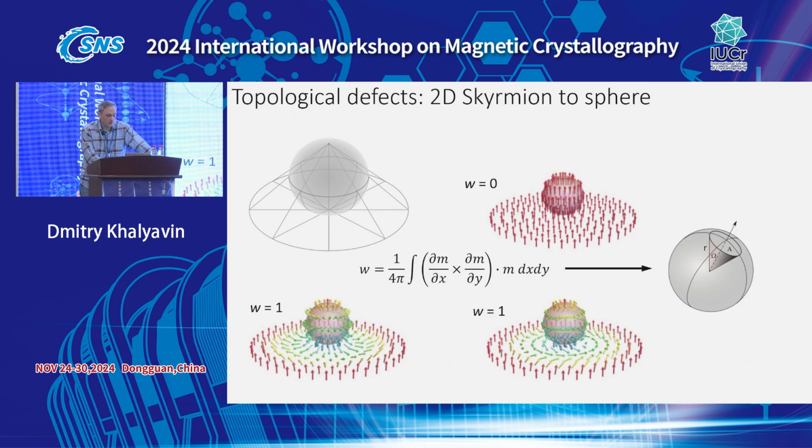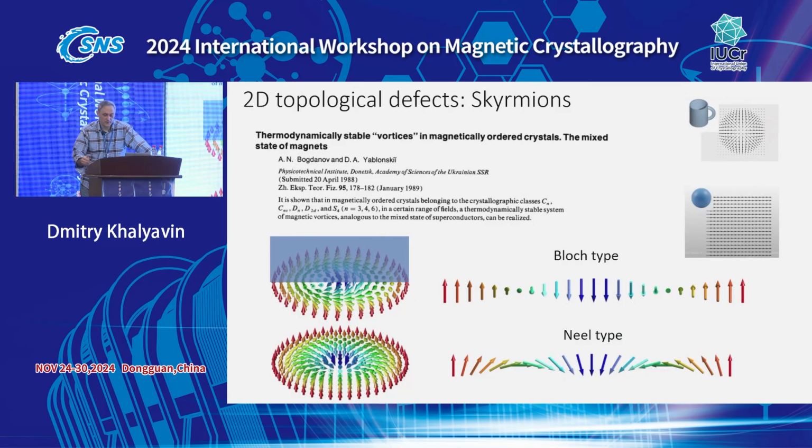And what is remarkable about these skyrmion objects is that they were predicted theoretically many years ago. It was in 1988 by two Soviet physicists, Bogdanov and Yablonsky. They were solving some Ginzburg-Landau functional for a non-centrosymmetric crystal, and they found solutions which correspond to these vortex-type lattices, which are kind of analogs of Abrikosov vortices in superconductors.